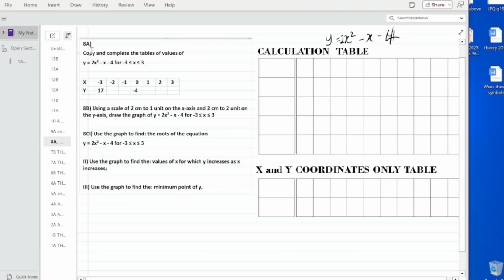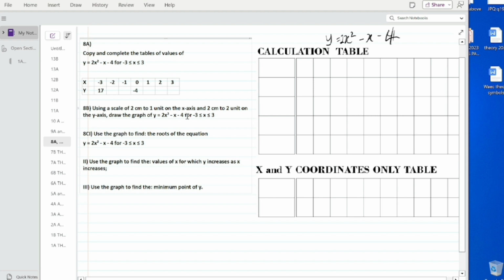Question 8 says, copy and complete the table of values for y equals 2x squared minus x minus 4 for minus 3 is less than or equal to x, and x is less than or equal to 3. And this is the table here. There are two ways to actually solve this question. Either we use the table or tabular method, or we use the substitution method.